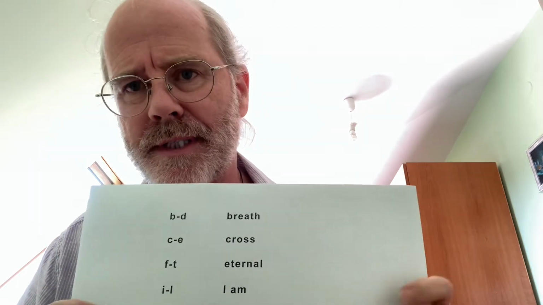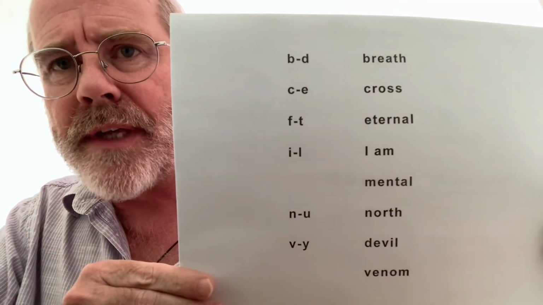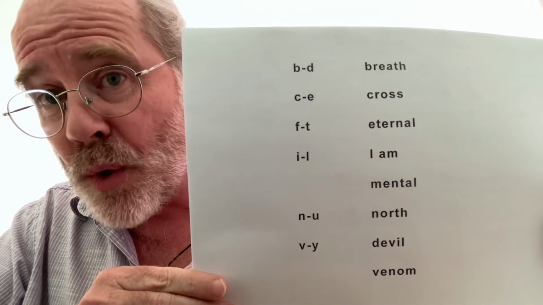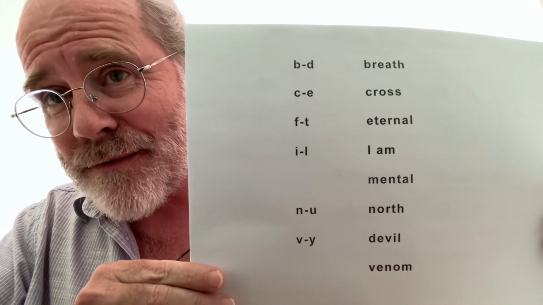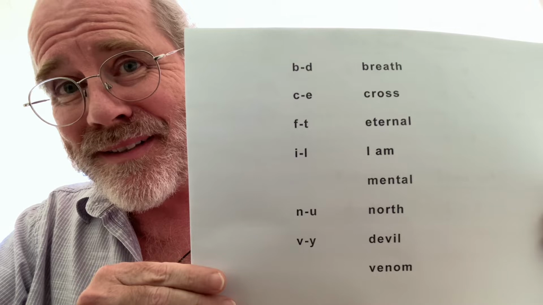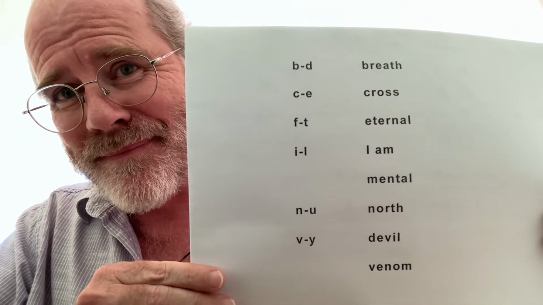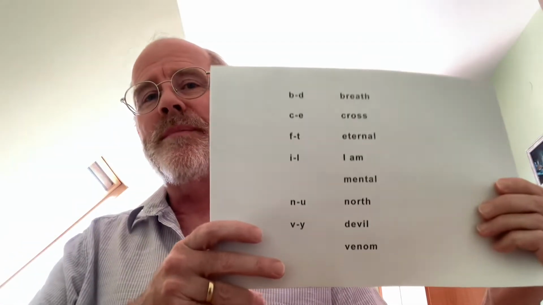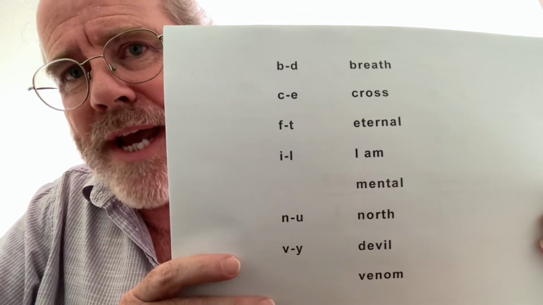So, I'd like to look at some examples of word connections made by changing the letters according to their appearance. These are the examples I would like to look at today. You're welcome to pause the video and have a go yourself to see what you can find. So, the first example I give is breath.